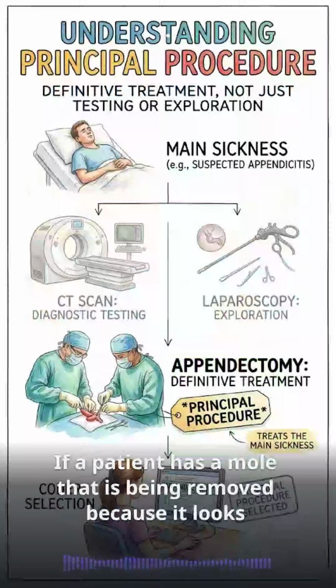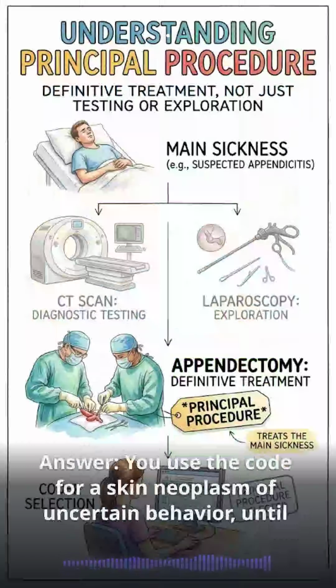92. If a patient has a mole that is being removed because it looks suspicious, what is the code? You use the code for a skin neoplasm of uncertain behavior until the lab results come back.